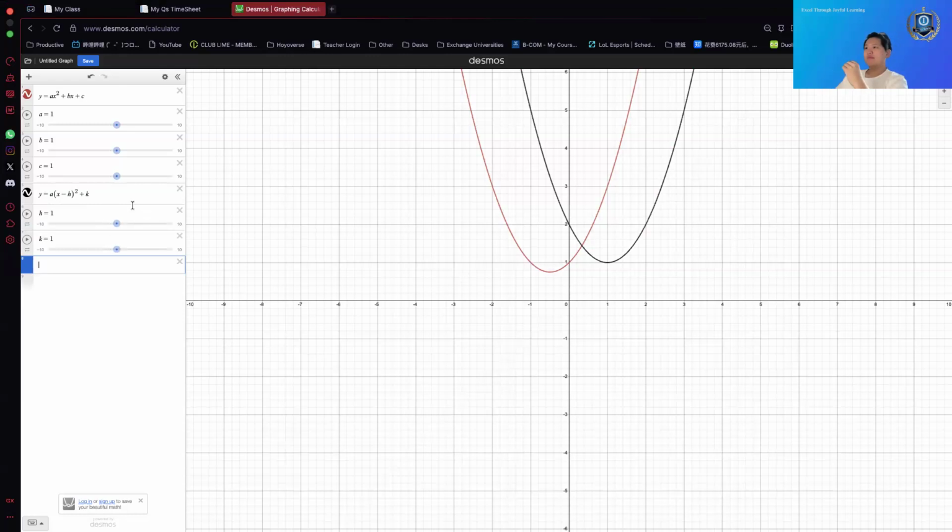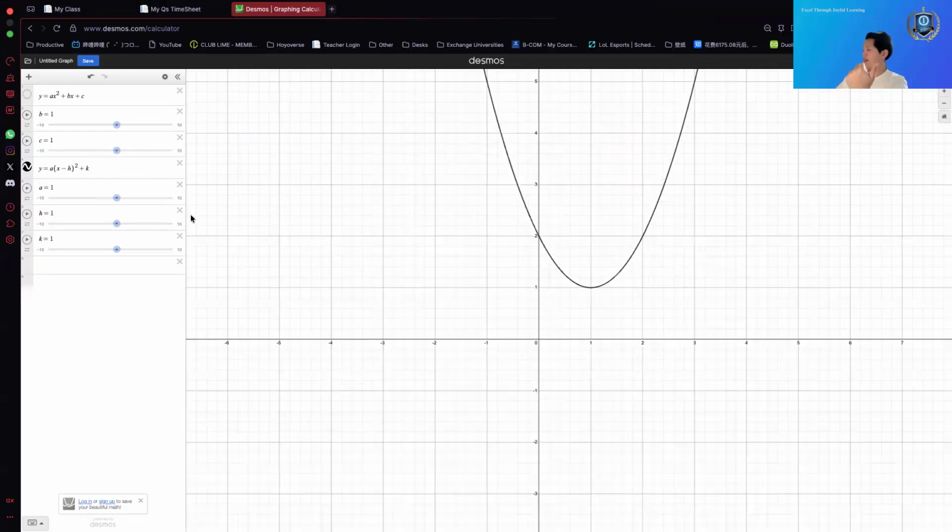What do I mean by that? All right, so let's take a look. Let's ignore that one for now, and let's take a look at our turning point form. I have, let me just move this a bit, I have these items. I got my A, I got my H, and I got my K, because that's your turning point form.